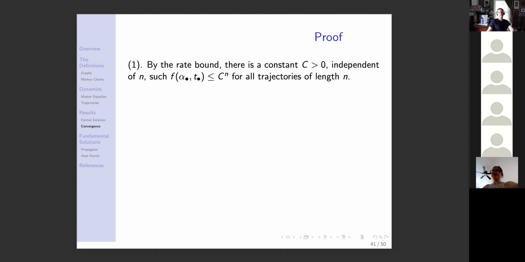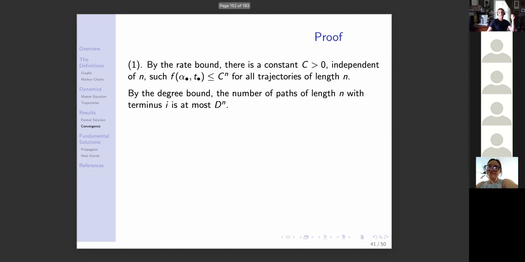By the rate bound, there is a constant C independent of n, such that, remember, F is a product of certain rates that appear. And if the trajectory has length n, the rate bound guarantees that the density is bounded above by c to the power of n for some constant c.